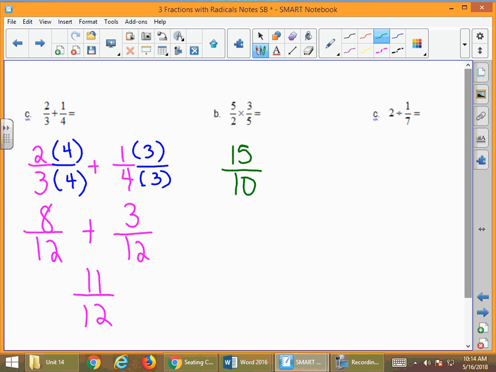And as we take a closer look at that fraction, what I hope we notice is that there is a number that goes into both 15 and 10. If we divide 15 by 5, and 10 divided by 5, we end up, 15 divided by 5 is 3, 10 divided by 5 is 2.